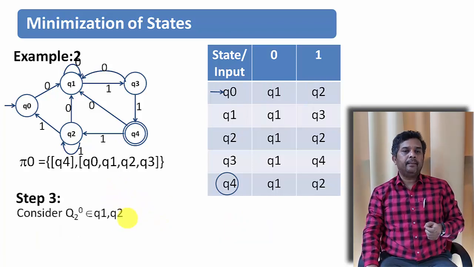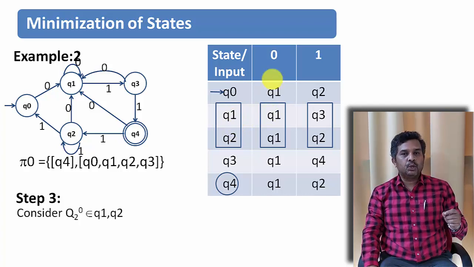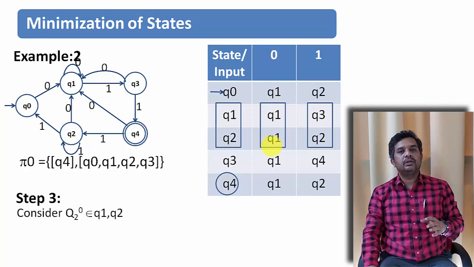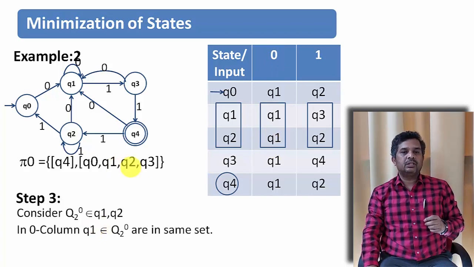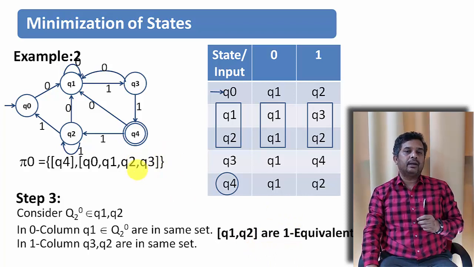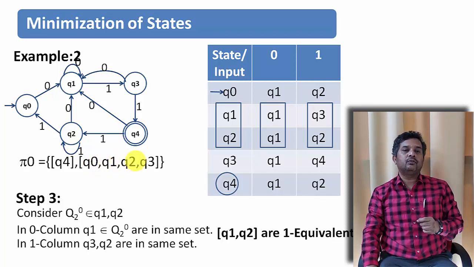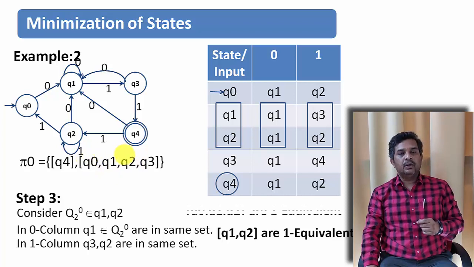Let us take one more pair, Q1 and Q2. Q1 and Q2 belong to this partition, and let us concentrate on these two rows only. Q1 on 0 is Q1, Q2 on 0 is also Q1. Q1 belongs to the same partition. Similarly, Q1 on 1 is Q3 and Q2 on 1 is Q2. So Q2 and Q3 belong to this partition. So I can say Q1 and Q2 are also one equivalent. As we have already seen, Q0 and Q1 are one equivalent, and we got Q1 and Q2 are one equivalent. We can say Q0, Q1, Q2 are one equivalent.